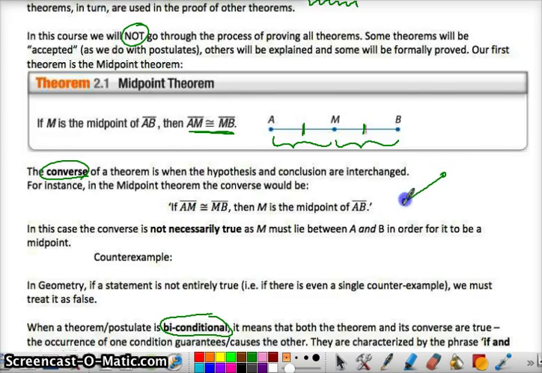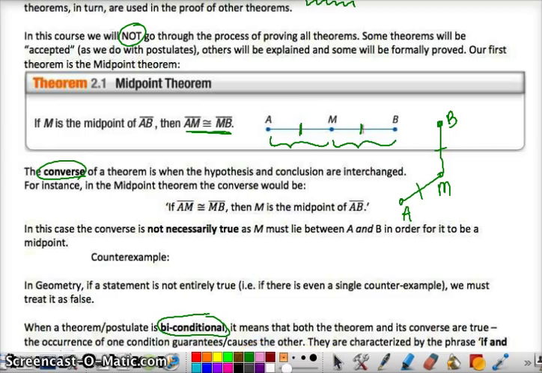So if AM is congruent to MB, then M is the midpoint of AB. Is that true or false? This is the converse of the statement above.